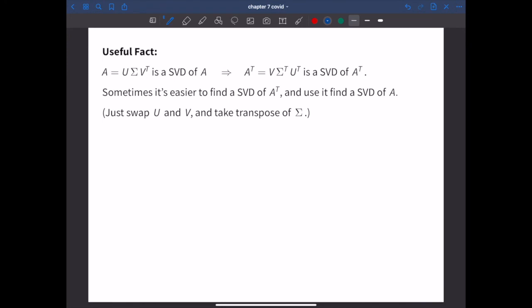So there's a couple more theorems to talk about before we finish off this section. The first involves a generalization of the spectral decomposition.